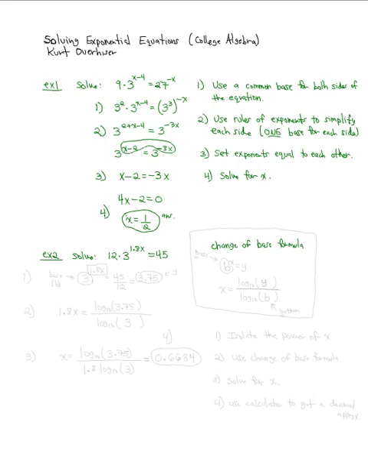Okay, so the change of base formula states that if you have b to the x power and that's equal to y, then since x is in the exponent, there's a way to solve for x. You write x is equal to a fraction. And what's in the numerator and the denominator of this fraction are both base 10 logarithms.